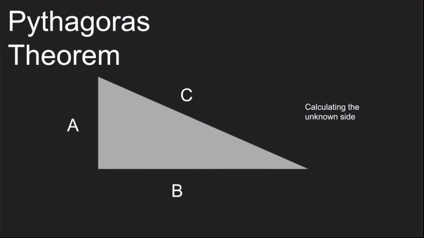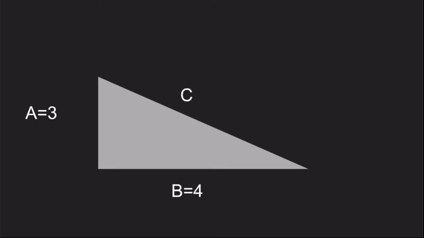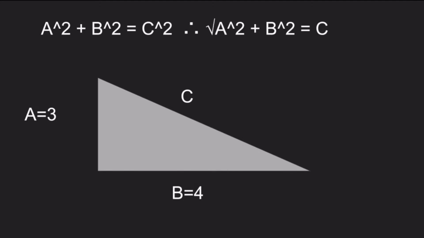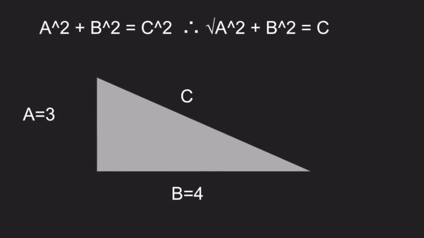It is really easy to calculate the unknown side of a triangle using the Pythagorean theorem. This only works with a right-angled triangle. Now, when you have side A and side B, you're going to be able to calculate side C using this simple formula: A squared plus B squared equals C squared. Therefore, the square root of A squared plus B squared should give you C.